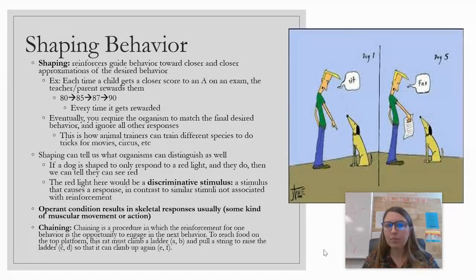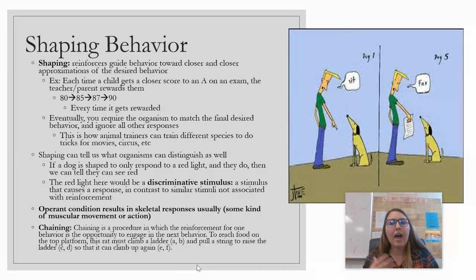So let's say you really want a kid to get a 90 on a test. If a parent wanted to use shaping to do this, each time they got progressively closer to that score, they would get rewarded. So let's say on the first test, they get an 80. They're going to get a reward. Let's say on the next test, they get an 80. They're not going to get a reward. But on the third test, they get an 85. They are going to get a reward because they're getting closer to that goal behavior, that desired behavior.